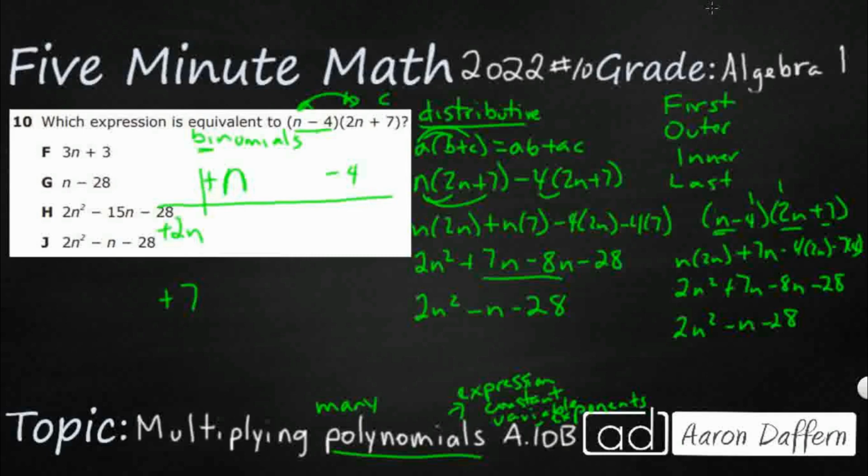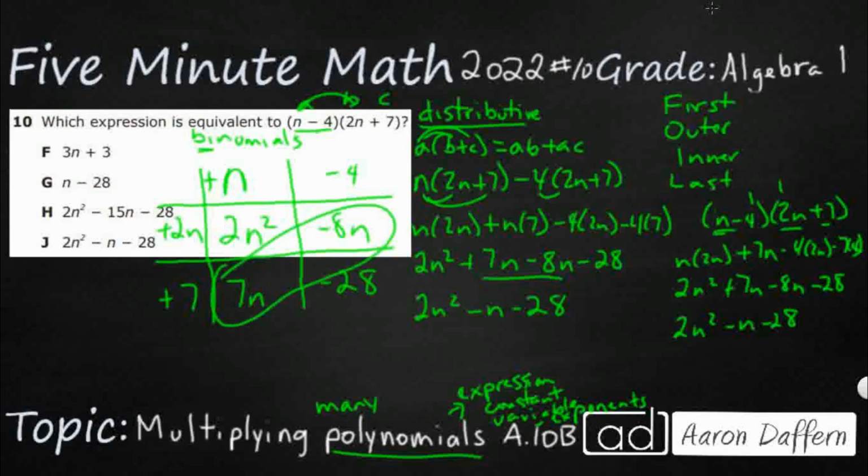What we do is create this little grid, separating these, and we end up multiplying each of the columns by each of the rows. So positive n times positive 2n is going to be positive 2n squared. Minus 4 times 2n is minus 8n. 7 times n is 7n. And 7 times negative 4 is negative 28. Combine like terms and you still get the same thing. That's another good way to do it. My answer is J.